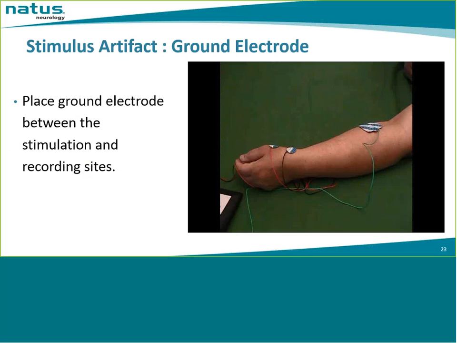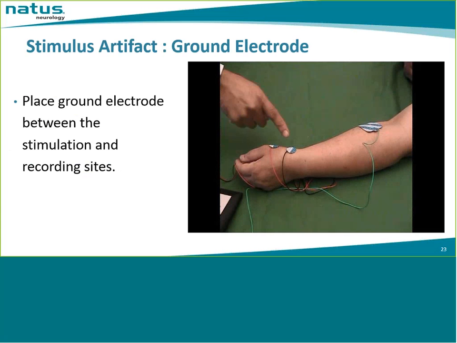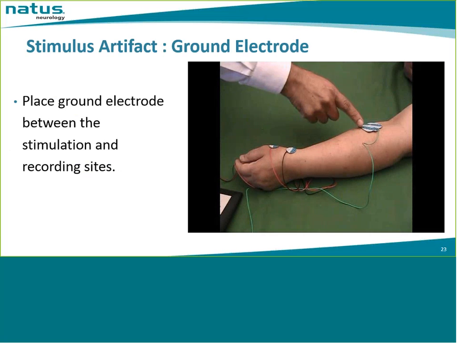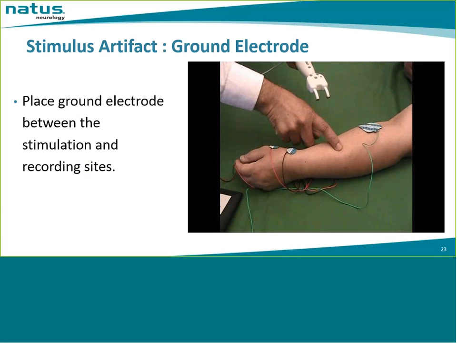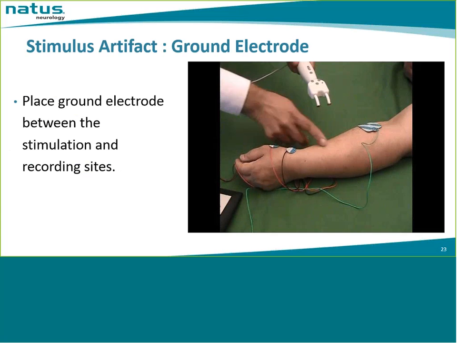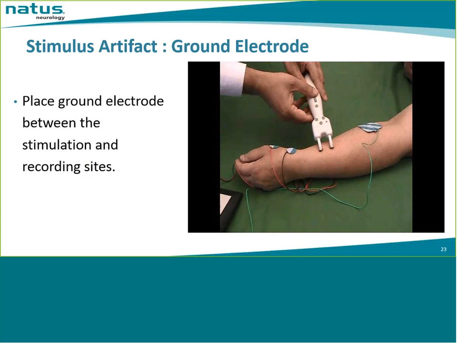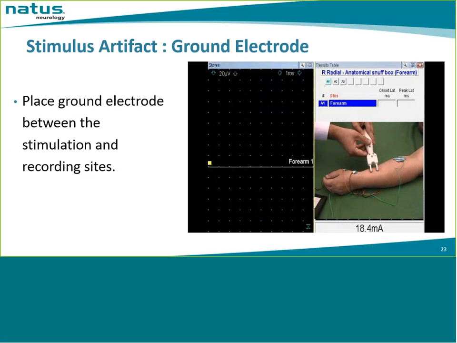The stimulus artifact is reduced in many ways. One of the common strategies is to place the ground electrode between the recording sites and the stimulation sites. In this case, I'm recording from the radial sensory nerve. I'm going to place the stimulator in the forearm. Notice that my ground electrode is not between stimulation and recording sites. Let's stimulate the nerve. And in this case, we actually have what appears to be a response, but that was actually an artifact.